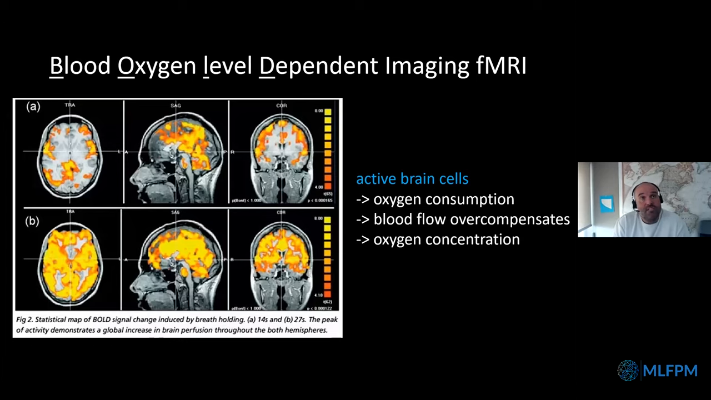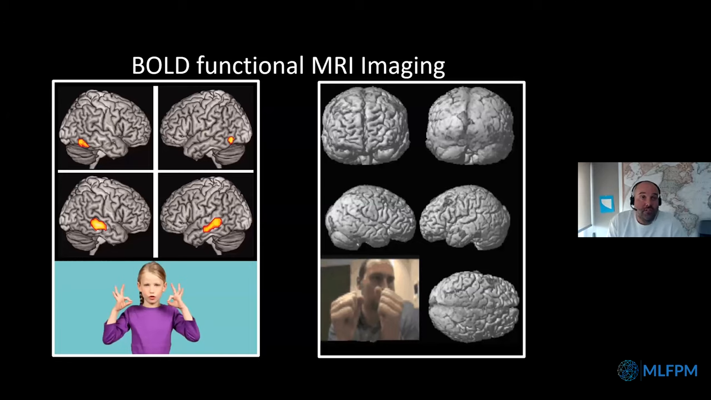Here in the slice, you basically see the activation of the brain when a person is holding his breath, so basically getting an oxygen-deprived situation. On the top, you see holding your breath after 14 seconds. And at the bottom, you see the blood trying to compensate for the lack of oxygen after 27 seconds. So you can really see that the whole brain is being lit up by this imaging. Now, you can use this in the following setups. For example, you can actually ask people to do something or to look at something, and then you can monitor the activation of oxygen and hence the blood flow in the brain as such.